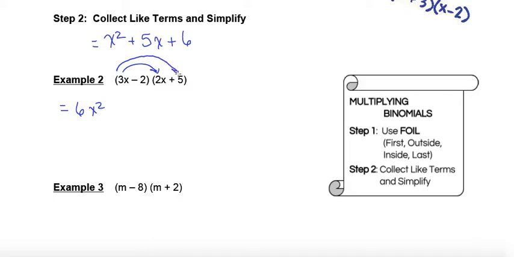Then 3x times 5. 3 times 5 is 15x. And then we do negative 2 times 2x, which is negative 4x, and negative 2 times 5 is negative 10. So first, outside, inside, last. Now we simplify these 2 middle terms. So we have 6x squared plus 15x take away 4x is 11x, and then take away 10.